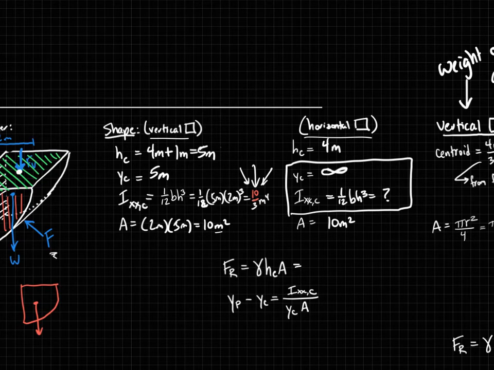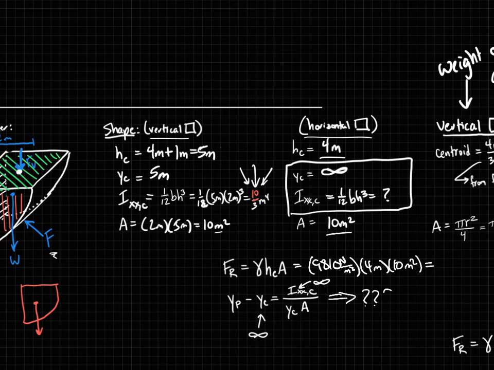The gamma of water is 9810 newtons per meter cubed. The depth of the centroid, we found it up here, is 4 meters, and the area of that face is 10 square meters. So that's not a problem. We can plug that in the calculator and get an answer. What about yp minus yc? We don't even have a yc, and we don't even have an Ixx. Yeesh. This whole thing is like riddle me this, riddle me that, Batman sort of things.